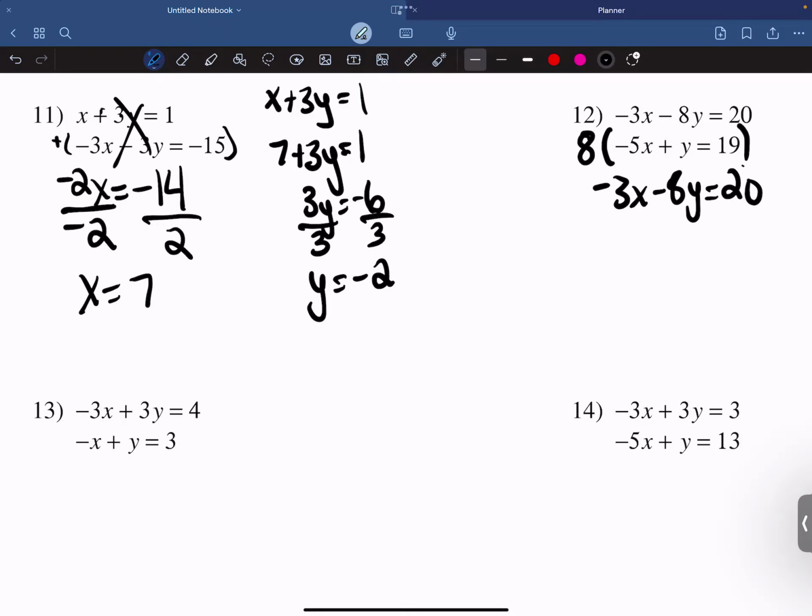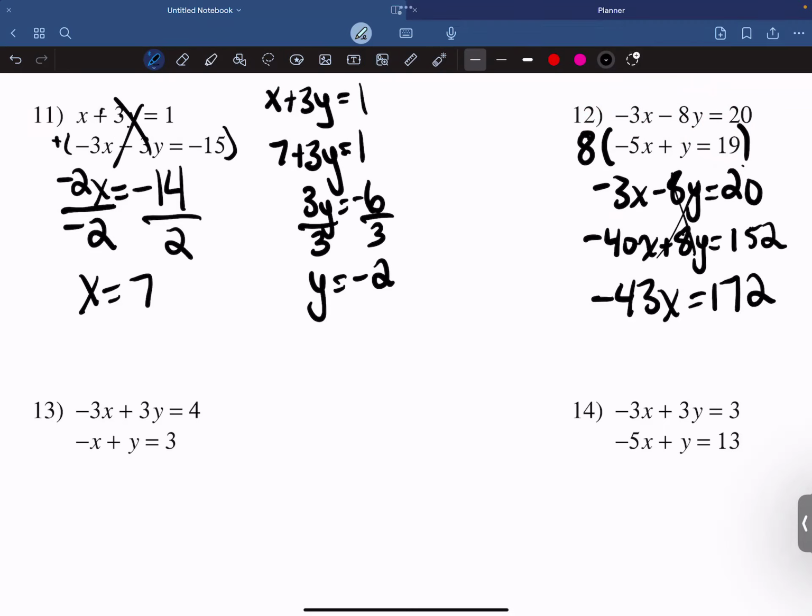So if I multiply by 8, this becomes negative 40x plus 8y equals what is 19 times 8. I'll give you a second to multiply that on your own. It is 152. And then now we simply add these together. When we do that, we get negative 43x. My y's cancel out, 172. When I divide both sides by negative 43, I get x equals negative 4.